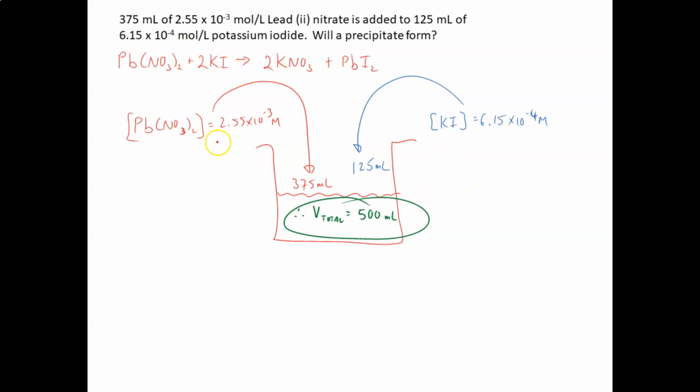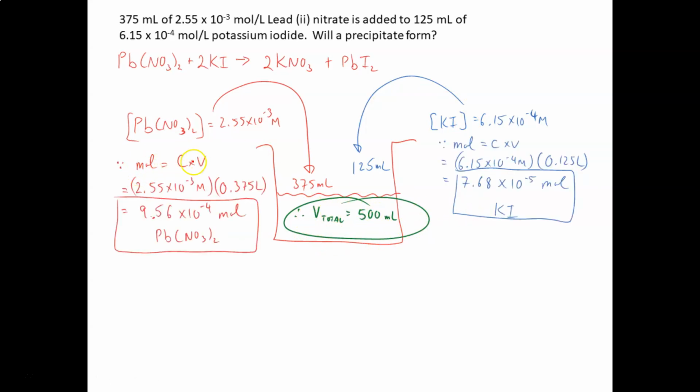Over here we've got lead 2 nitrate, 2.55 times 10 to the power negative 3 molar, and we're going to pour 375 milliliters of it into my beaker. To this we're going to add some potassium iodide, which is 6.15 times 10 to the power negative 4 molar, and we are going to dump 125 mils of this into the solution. Because we're combining the two volumes, we're going to have a new total volume. If you have a new total volume, then of course your old concentrations are no longer true. They're going to be more dilute at this point. So we need to factor that in and identify the new concentration for each of these compounds now that we have a new volume.